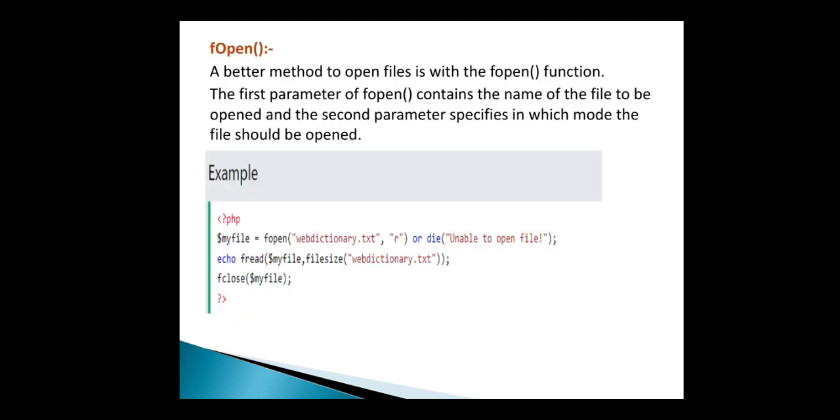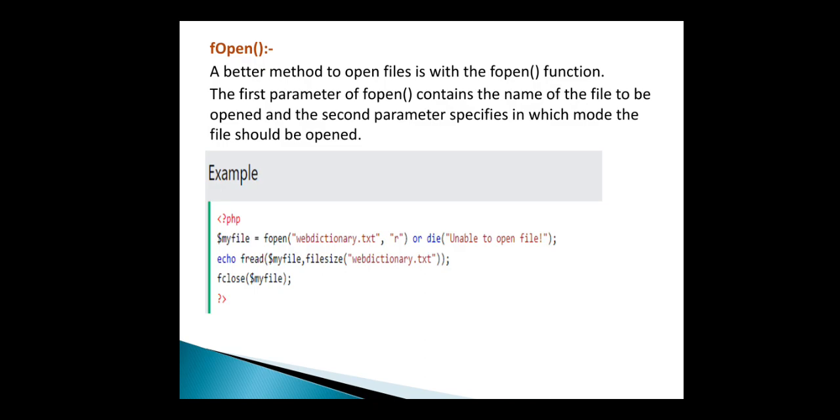So the fopen function. A better method to open files is with the fopen function. The first parameter of fopen contains the name of the file to be opened, and the second parameter specifies in which mode the file should be opened. Okay, so here you can see the example of this parameter. It may be read, write, or read and write, both we can give.